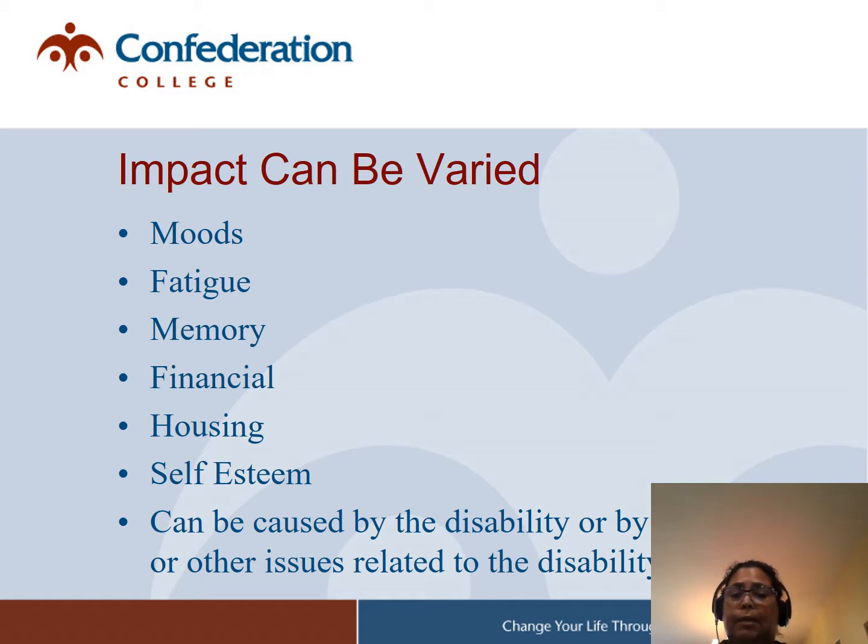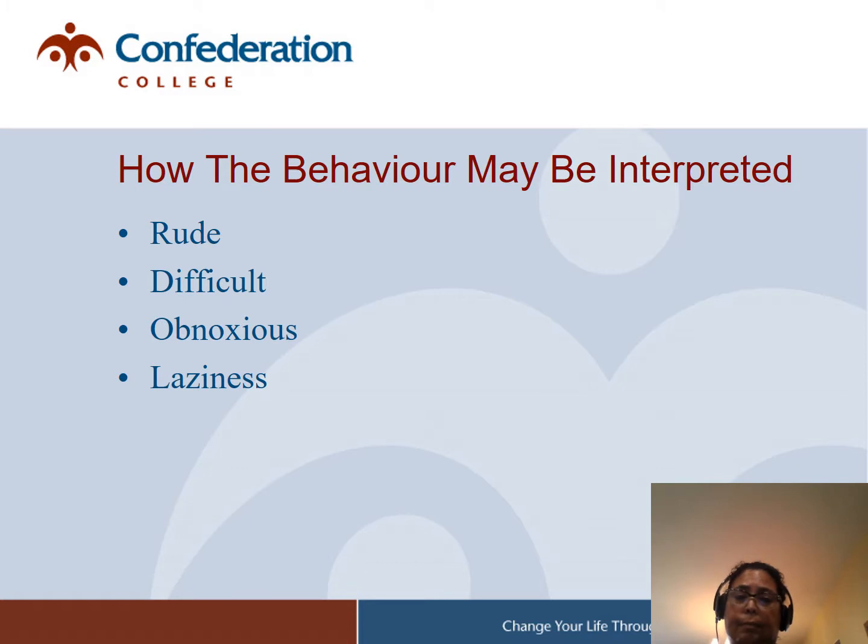So the impact of disability really varies. As you can see here, it's important to note that financial impact, self-esteem, and housing can all be issues that affect the individual. Look at how behavior can be interpreted when a person is struggling and not willing to disclose; you can see here they can come across in very negative ways.